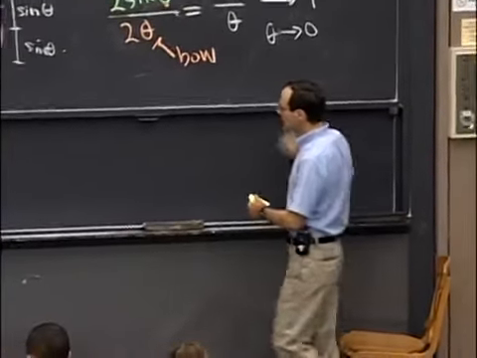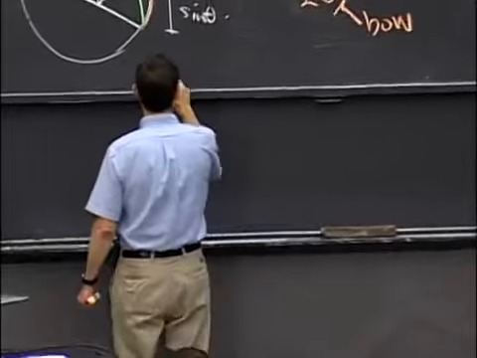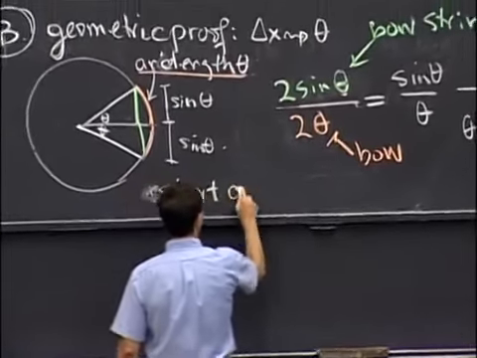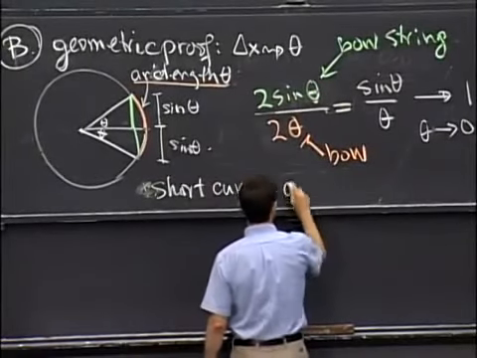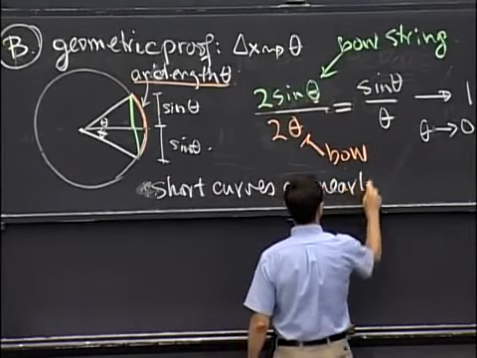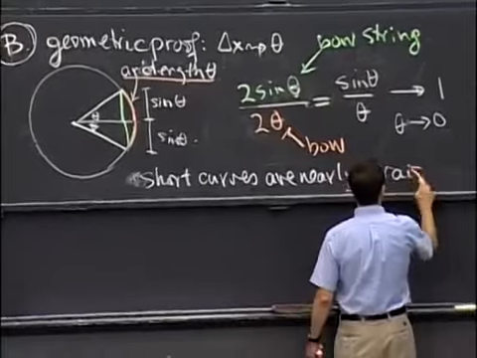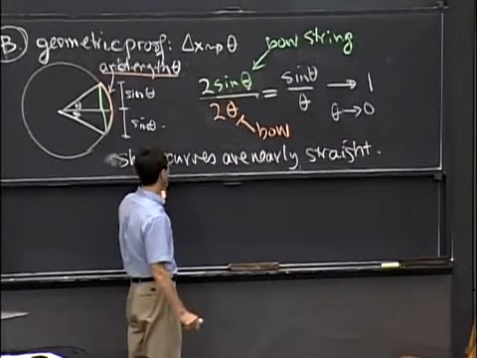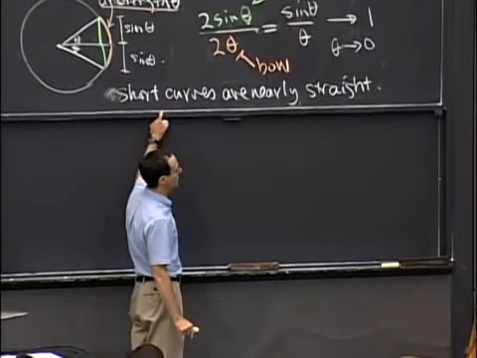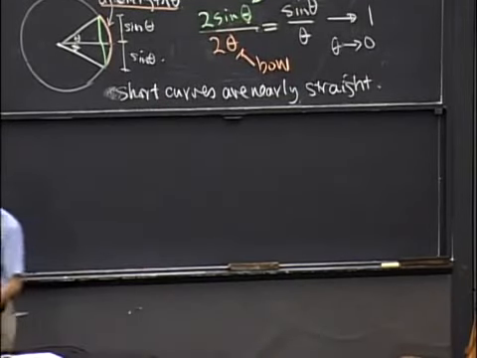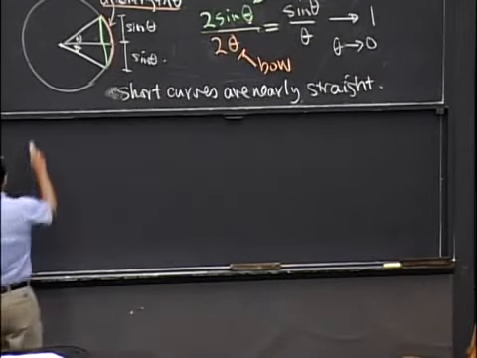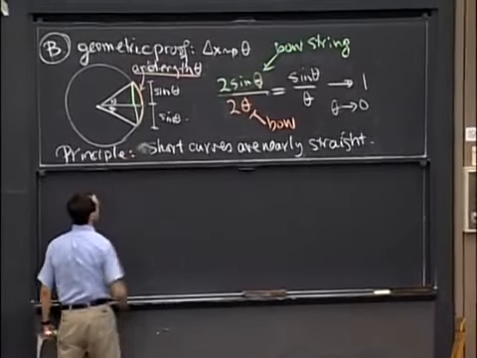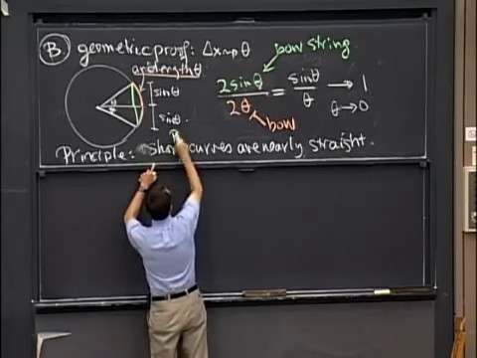I guess I'll articulate that by saying that short curves are nearly straight. All right, so that's the principle that we're using, that short pieces of curves, if you like, are nearly straight. So if you like, this is the principle. So short pieces of curves.